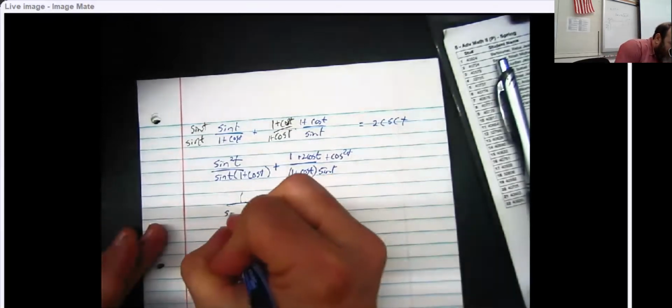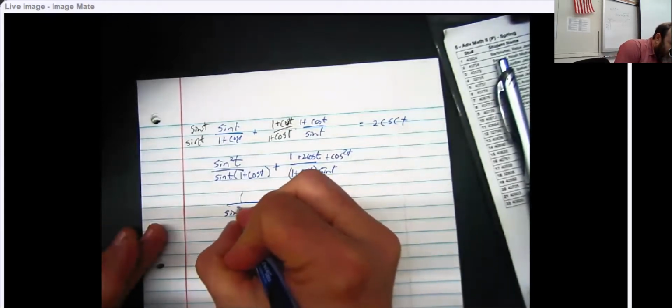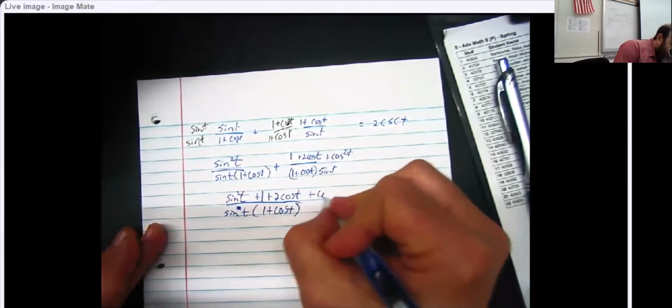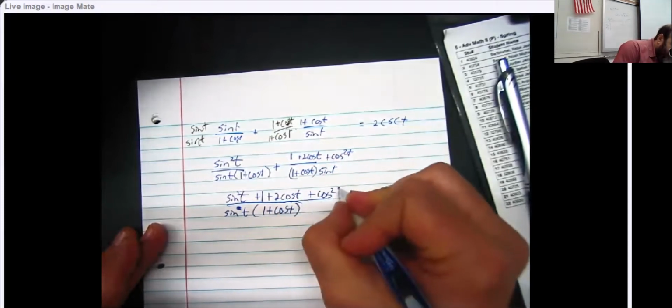Now, a lot of people would get to this part of this problem and feel a little bit scared off, like I've made a mistake, and this is getting a little bit complicated. It's looking a little bit large. But as it turns out, because we have a common denominator, there's something kind of nice that's going to happen. So let's see what we got. I've got sine squared t plus 1 plus 2 cosine t plus cosine squared t.